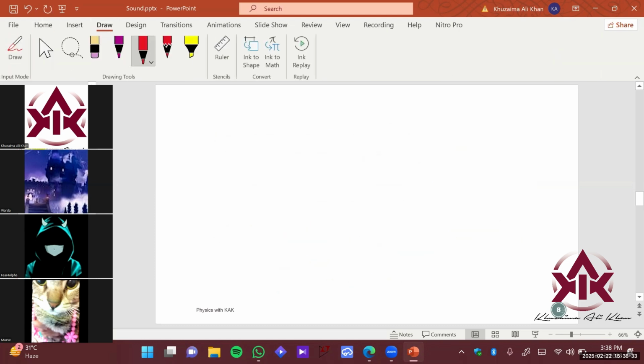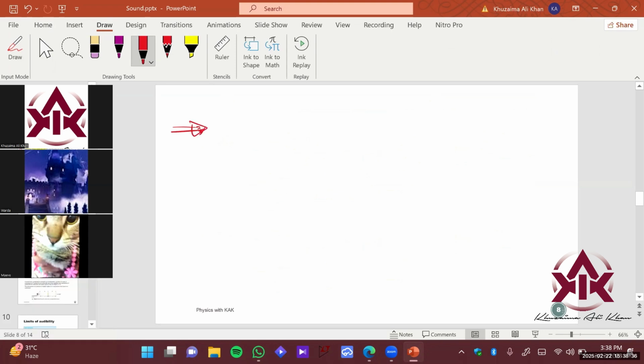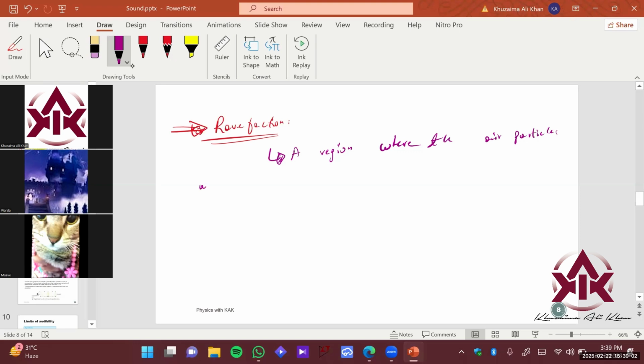So let me just now explain rarefaction. It's just the opposite of that. If you know compression, you should know rarefaction, right? So now let's start rarefaction. So it is a region where the air particles are further away from each other and have lower pressure. Right? So these are definitions which you should learn. These are of 2 marks which they can take in your exams. So I hope it makes sense here, right?